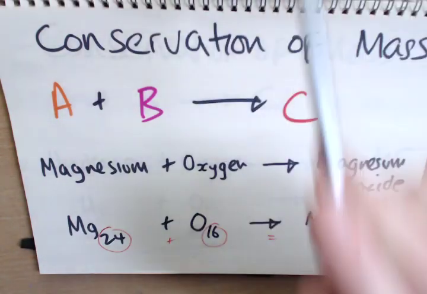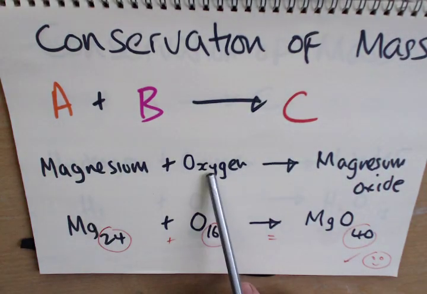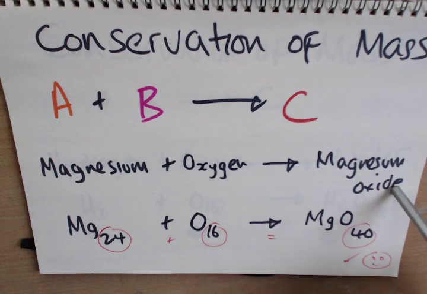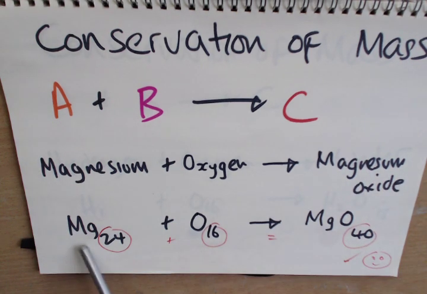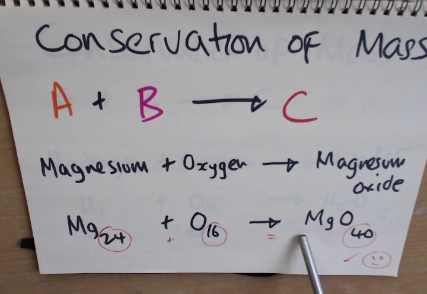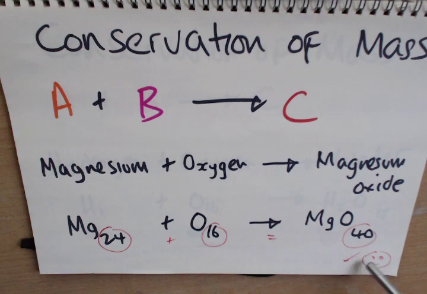Okay, so magnesium plus oxygen, as we've done before, goes to magnesium oxide. So we know that magnesium is 24, oxygen is 16, and if you add those two together, then magnesium oxide comes to 40. Fabulous. 24 plus 16 equals 40. Tick. Lovely.